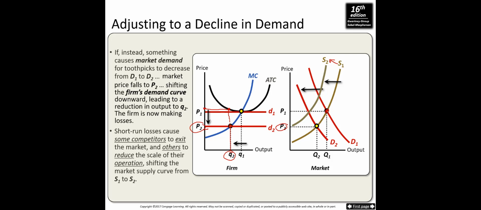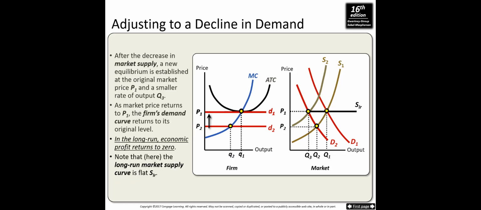So short-run losses cause some competitors to exit the market and others to reduce the scale of their operations, shifting the market supply curve from S1 to S2. And again, in the long run, we have zero economic profit, and in the long run, we see again a horizontal long-run supply curve. There will be adjustments, but at the end, the markets are always going to come back to the zero economic profit condition.